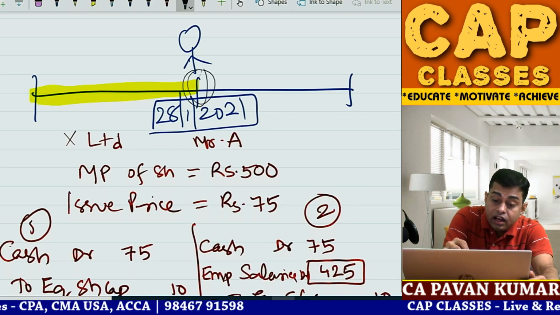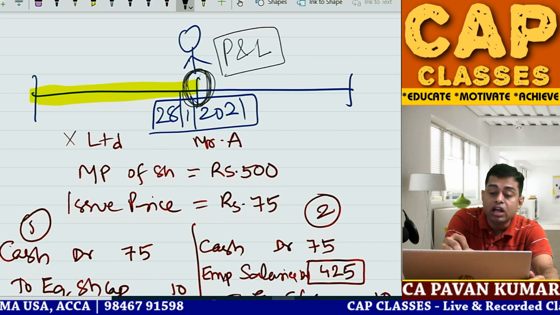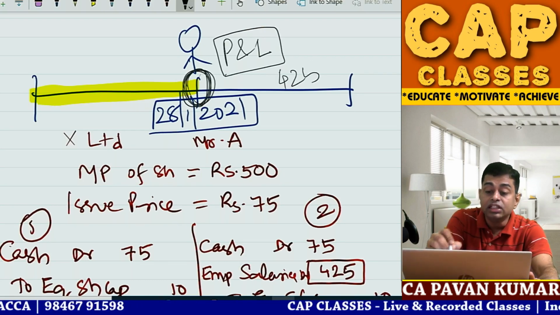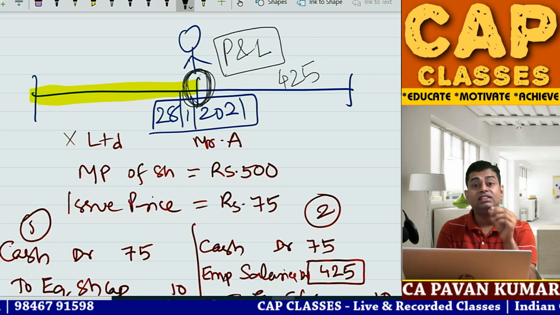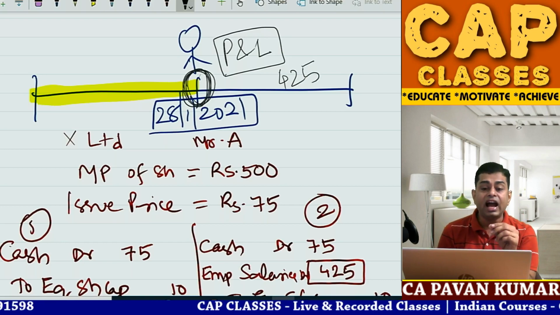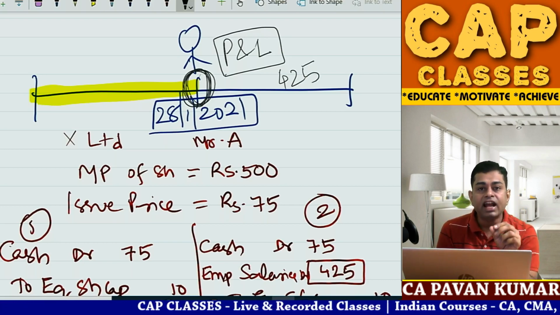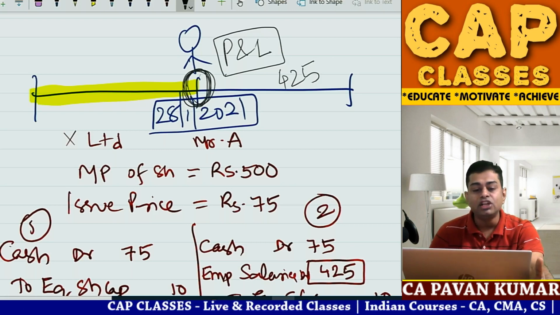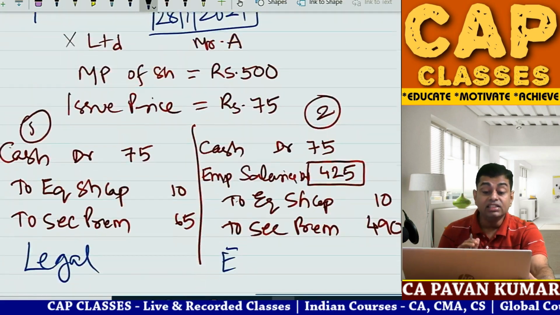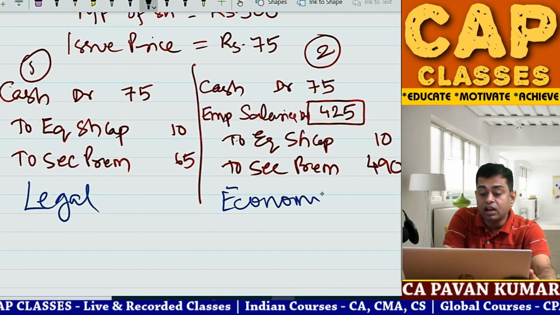So here in the P&L account, I need to record a cost of 425 rupees. This 425 rupees is salary I am paying to this guy, but the salary I am not giving in cash. That salary I am giving in terms of shares. That's all. That is the basic common sense. Makes sense? That is the reason this is economic reality.